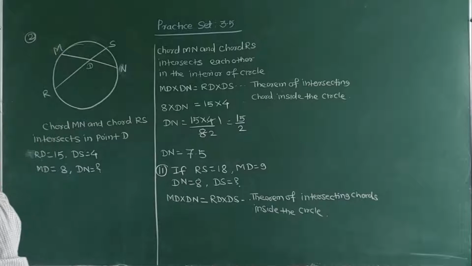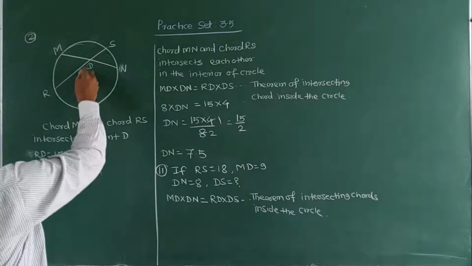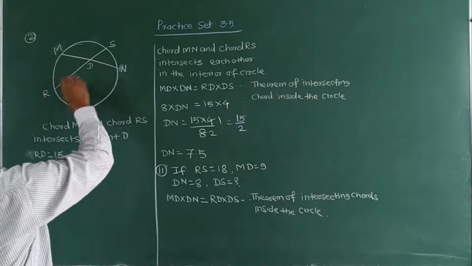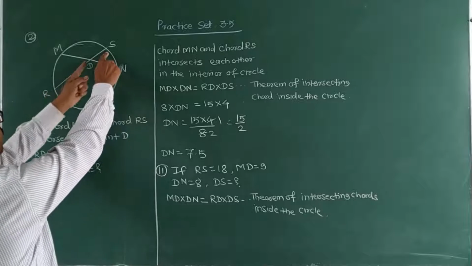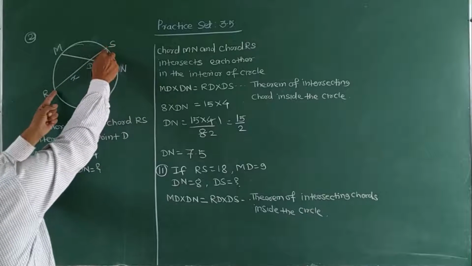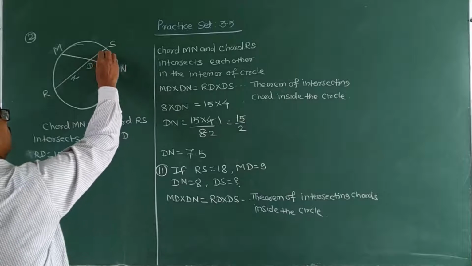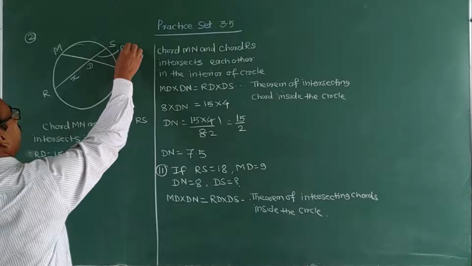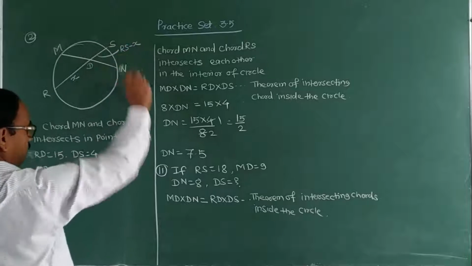So first we will consider RD equal to X. RD ला आपण X घेऊ आणि रिमेनिंग जो पार्ट असेल आपल्याला तो RS minus X राहील. This part will be RS minus X.